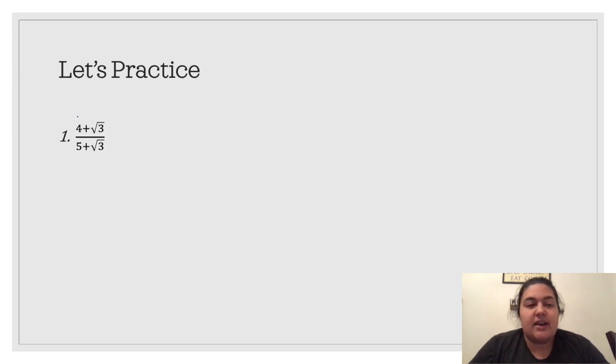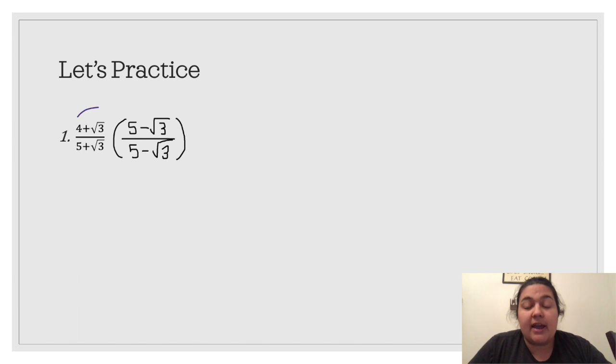So the conjugate of 5 plus the square root of 3. Again, I said keep the first term, 5. Keep the second term, square root of 3. Since this is a plus sign, I'm going to change it to minus. And we're going to turn this into difference of squares. So I have 5 minus the square root of 3. Okay, and I'm multiplying top and bottom with that.